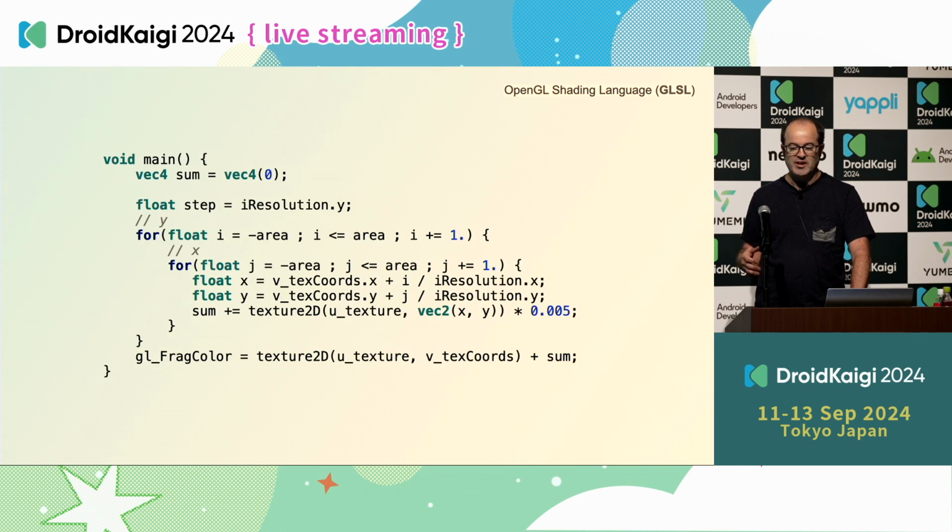But what is a shader? Actually, a shader is just a piece of code that will be executed on the GPU. Here, this is just a simple example of a shader for OpenGL. It's in GLSL, the OpenGL Shading Language. But I'm talking about shaders.